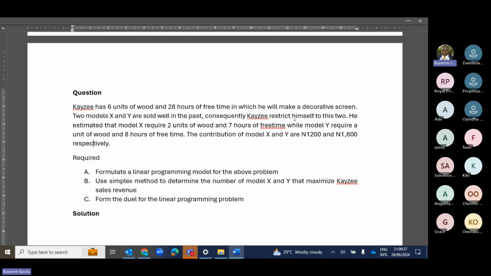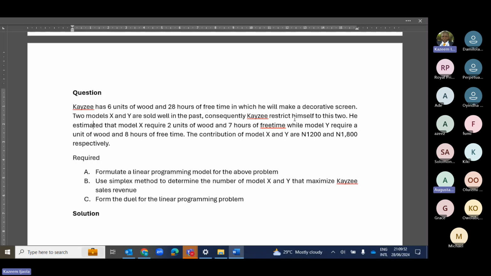Sorry, just a minute. Quickly check from the source. Am I correct with that assumption? Let's see. I think I'm correct. Yeah, it's correct. It's correct, bro. No need. So this is our question.